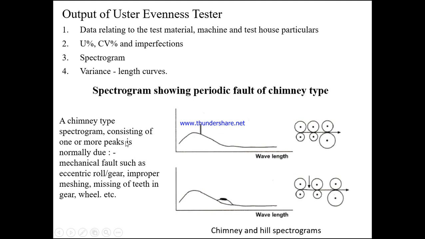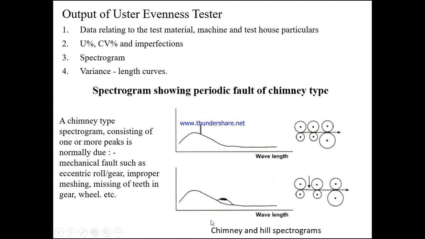A chimney type spectrogram consisting of one or more peaks is normally due to mechanical faults such as an eccentric roller or gear, improper meshing of the gear, and missing teeth in the gear. If some teeth of the gear or the wheel are broken, then this kind of chimney type spectrogram will be obtained. So if a chimney type spectrogram is obtained, then there may be any such fault causing it in the material.